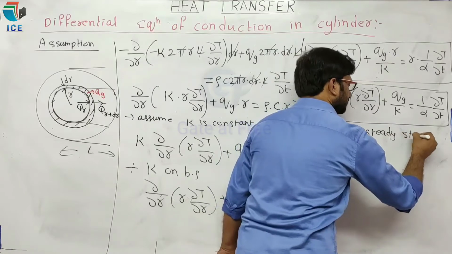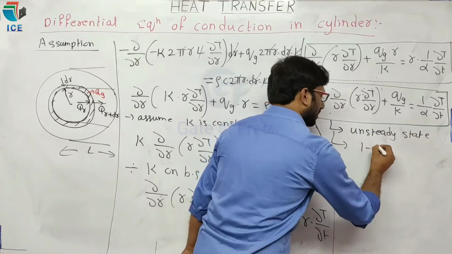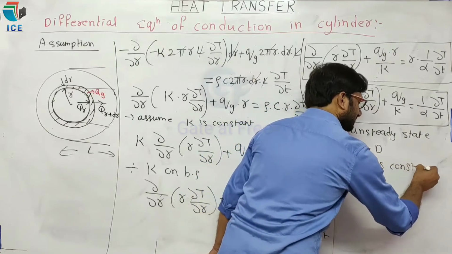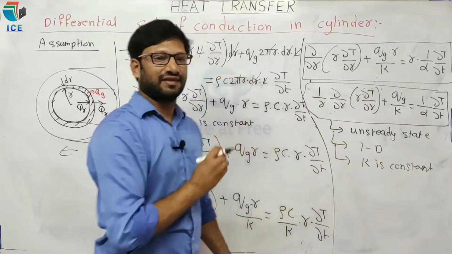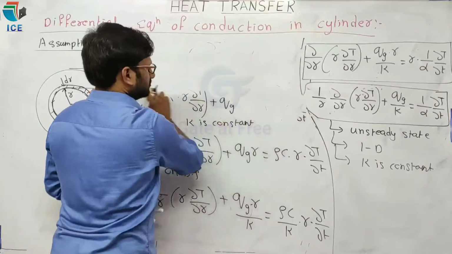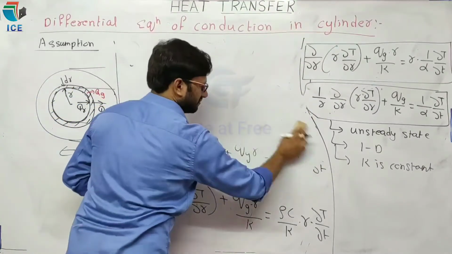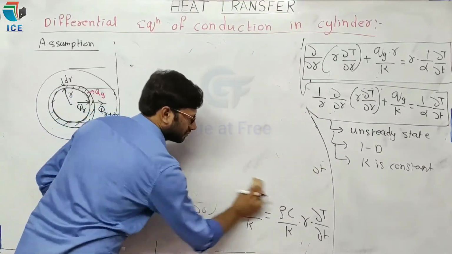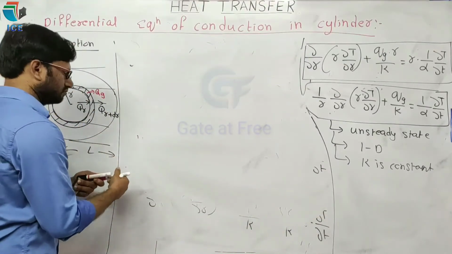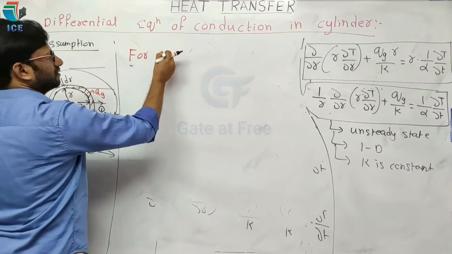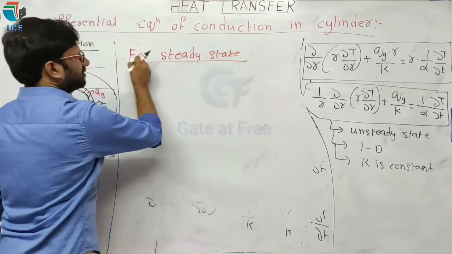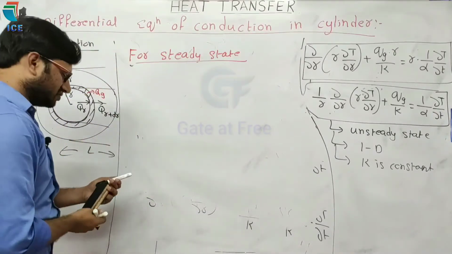Unsteady state, one dimensional heat flow, k is constant. This is very important. Now for unsteady state... for steady state, one dimensional heat flow and k is constant.